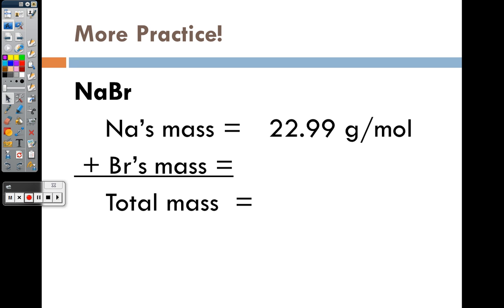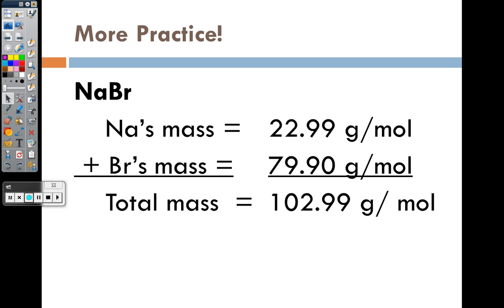What is bromine's mass, Amber? 79.9. Good. You only have 1 of each, so what are we going to do now? Add, right? Pretty simple. Awesome. Let's go ahead and do Na3PO4.